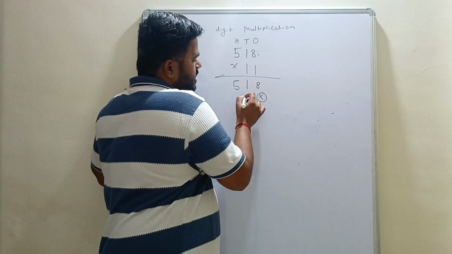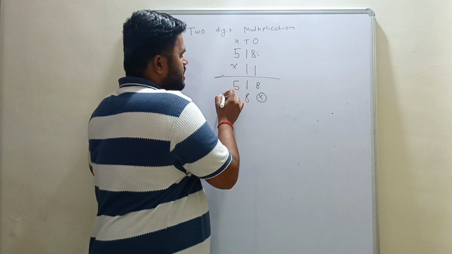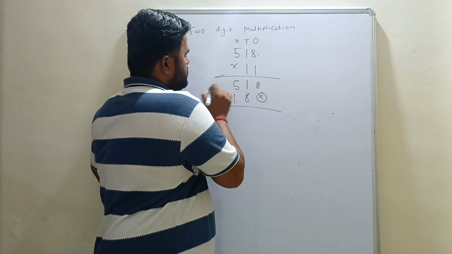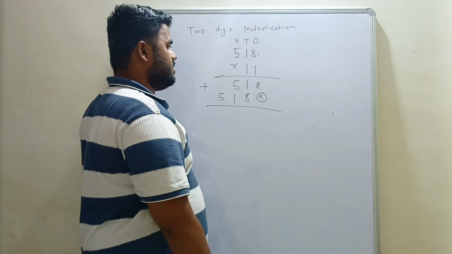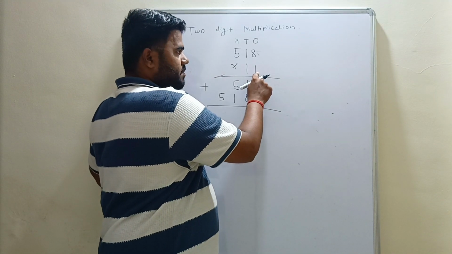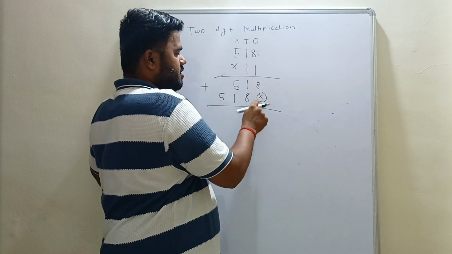Then 1 8 is 8. 1 1 is 1. And 1 5 is 5. This is two layer multiplication. In multiplication we will do the addition. First of all we multiply with 1 to all the numbers. Then the second 1 to all the numbers in the second step.